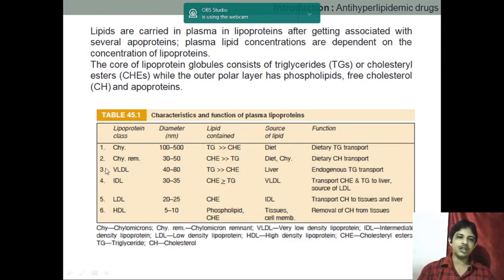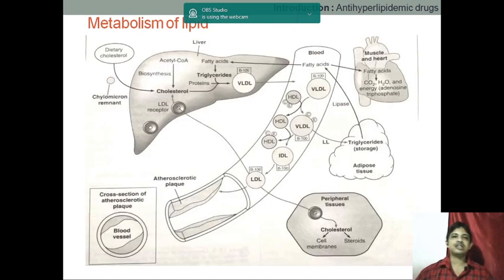Now here we need to understand that whenever we are talking about the HDL, the high density lipoprotein, it is considered a good cholesterol. Whereas in case of the LDL, VLDL, all those, they are considered a bad cholesterol. Now next we will see the metabolism of the lipid.